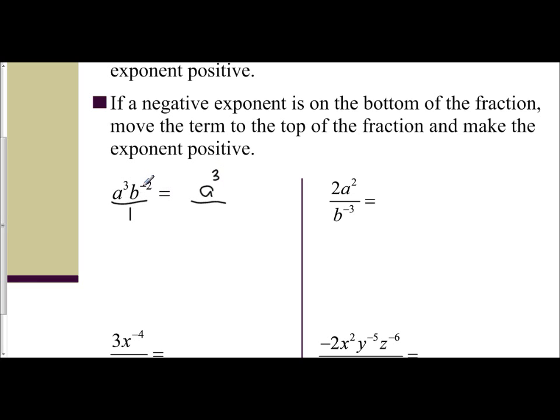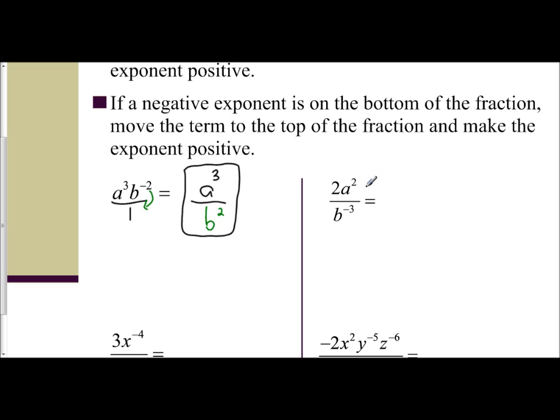My b to the negative second, the negative has nothing to do with the power. It has to do with the position. And so since I have a b to the negative second in the top of the fraction, that means I have to move it to the other side, the bottom, and I make the exponent positive. So the final answer I see is a cubed over b squared.